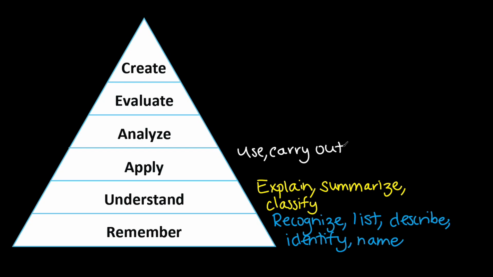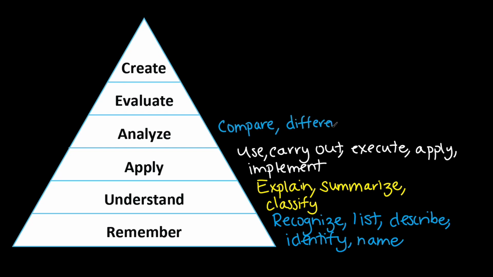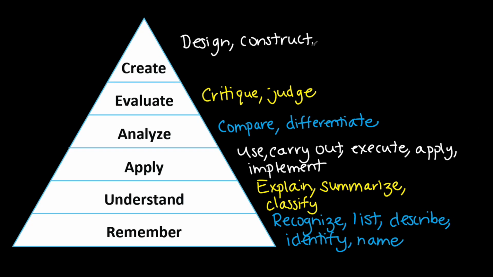Use, carry out, execute, apply, and implement can be used for apply learning objectives. Compare and differentiate can be used for analyze level learning objectives. Critique and judge can be used for the evaluate level. And design, construct, plan, and produce can be used for create level learning objectives. A more complete list of action verbs is on the provided Bloom's taxonomy handout.